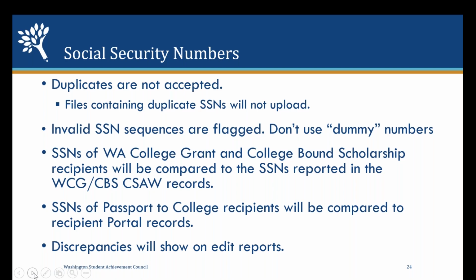Social Security numbers of the Washington College Grant and College Bound Scholarship recipients will be compared to the Social Security numbers reported on the WCG CBS CSAW records. So we do run comparisons, and we find a lot of issues that way. Social Security numbers of Passport to College recipients will be compared to the recipient portal records, and any discrepancies are going to show on edit reports. If you do have any issues, you're probably going to work with Anne. She will become your best friend if she isn't already.